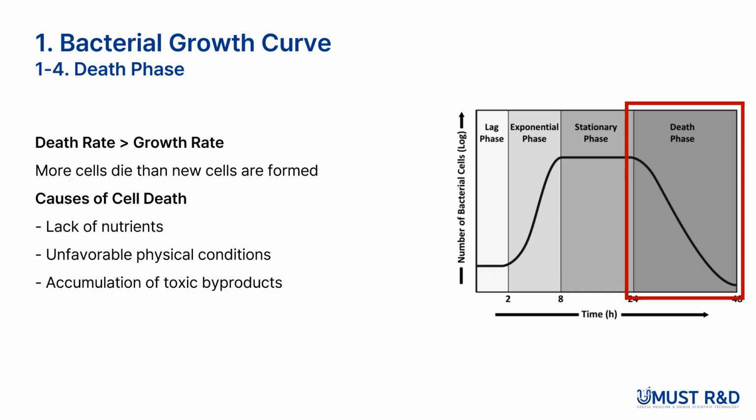Eventually, bacteria enter the death phase, where the death rate exceeds the growth rate. Key causes of cell death include lack of nutrients, unfavorable physical conditions, and accumulation of toxic byproducts. As a result, the bacterial population declines over time.